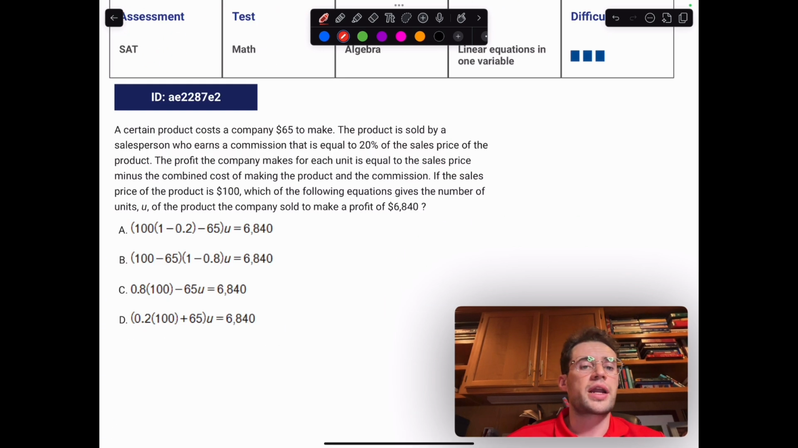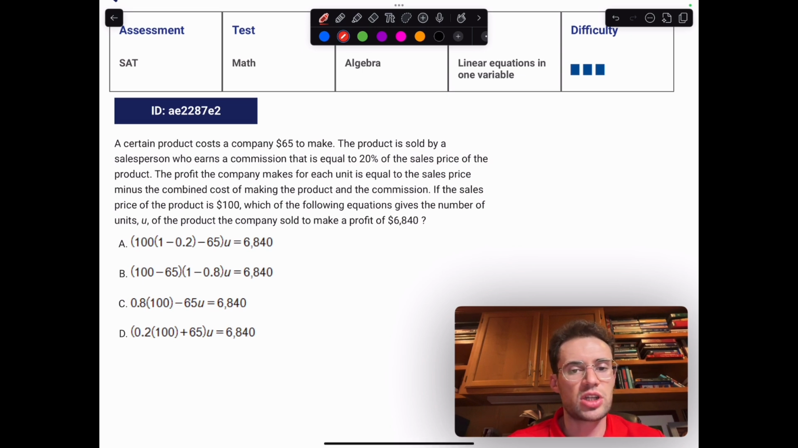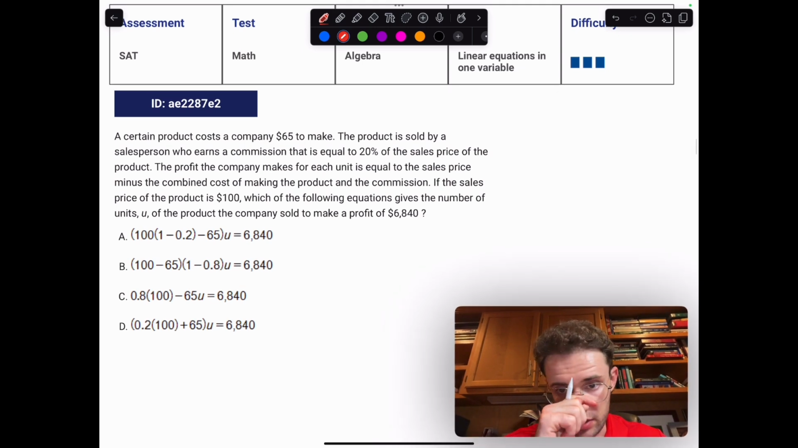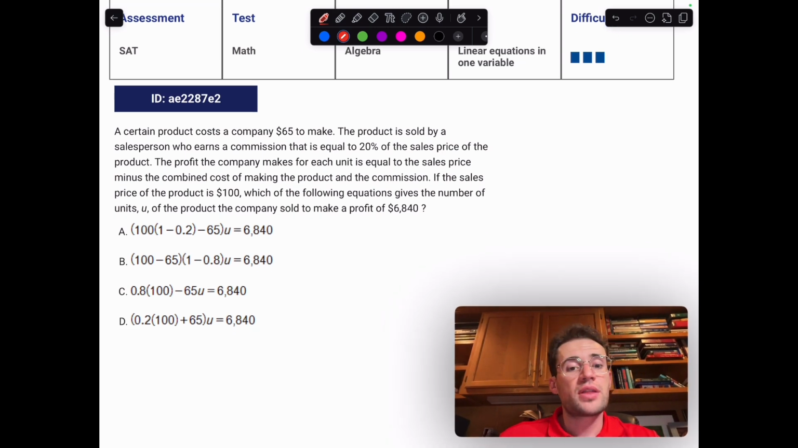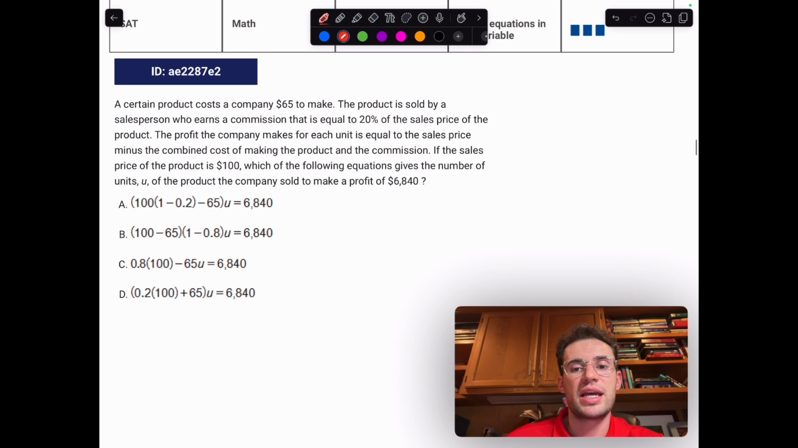A certain product costs a company $65 to make. The product is sold by a salesperson who earns a commission that is equal to 20% of the sales price of the product. The profit the company makes for each unit is equal to the sales price minus the combined cost of making the product and the commission.